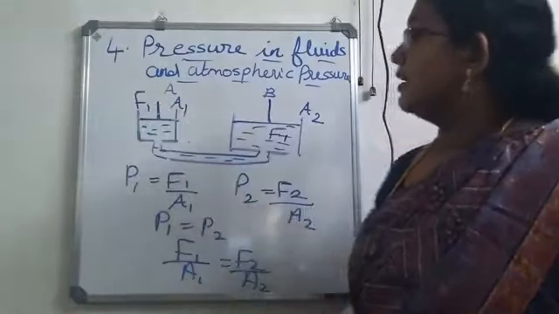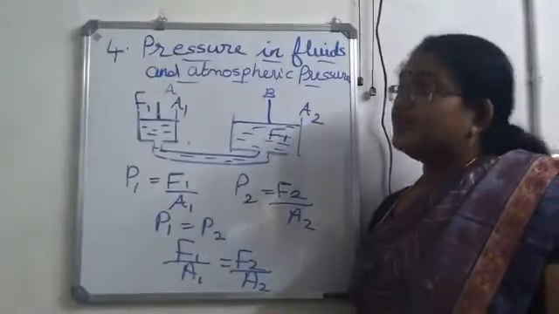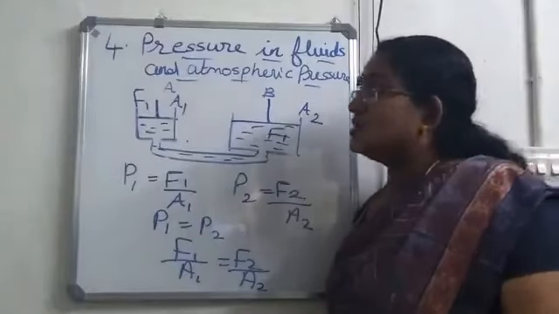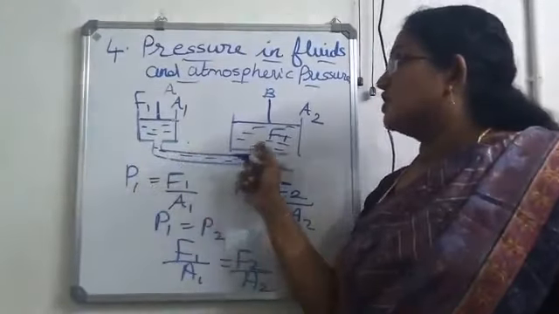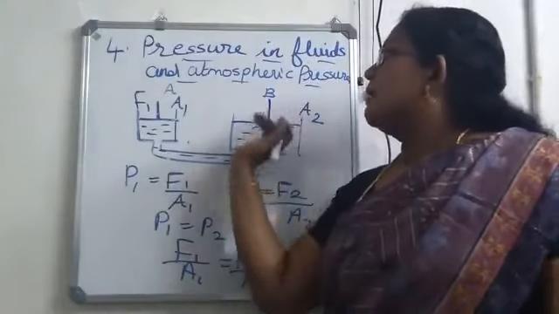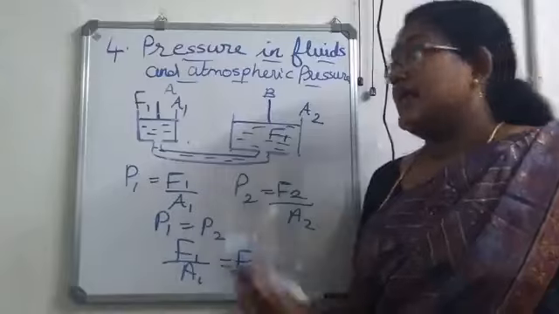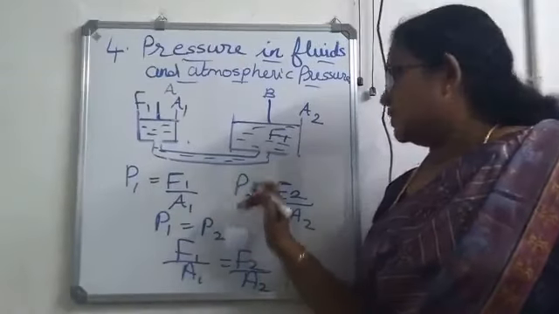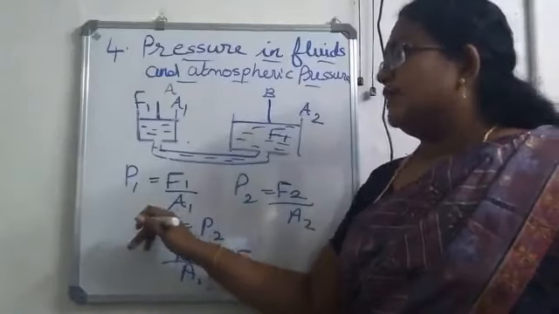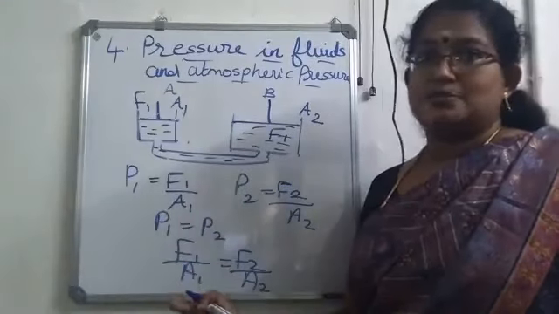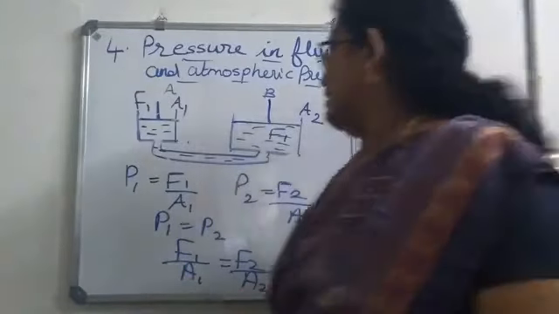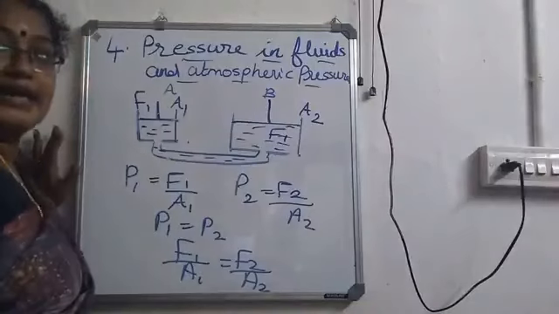We will be applying a small force on the first cylinder. Force acting per unit area is pressure. So a pressure is created there, and this pressure gets transmitted and reaches the second cylinder and pushes the piston of B upwards. Here the pressure developed P2 is equal to F2 by A2. Now we know that the same pressure is transmitted, that is P1 is equal to P2. So you can write F1 by A1 is equal to F2 by A2.